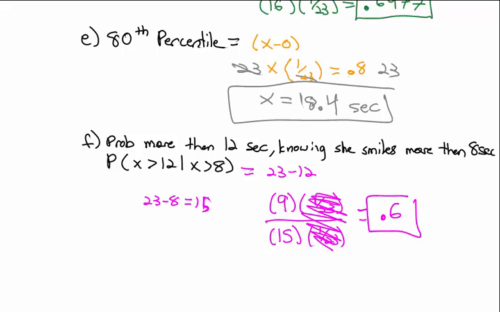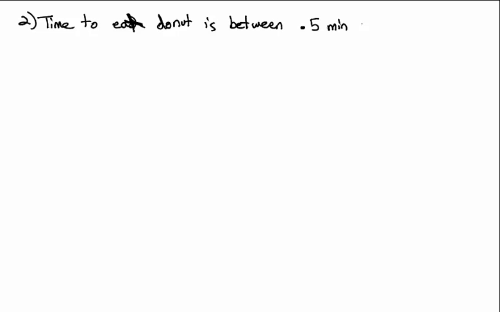That's the uniform distribution. In fact, let's do one more uniform distribution example. Let's say the time it takes a kid to eat a donut is between 0.5 minutes and 4 minutes. And let's say we know it's uniformly distributed. It's not more likely for them to eat it at any one time than the other.